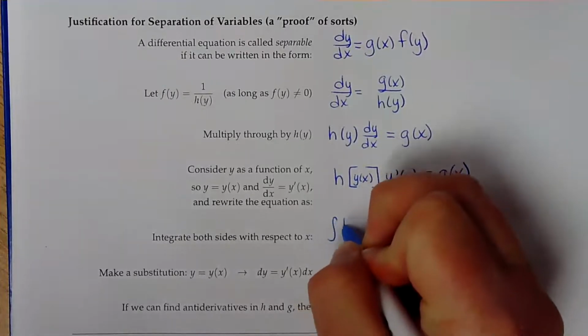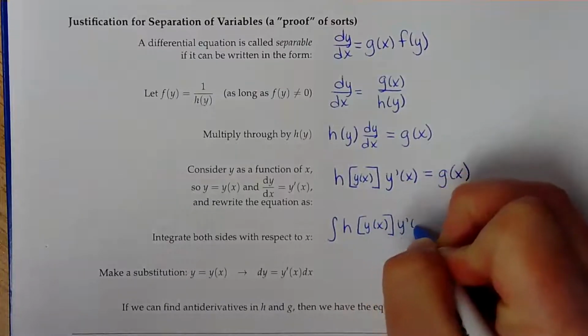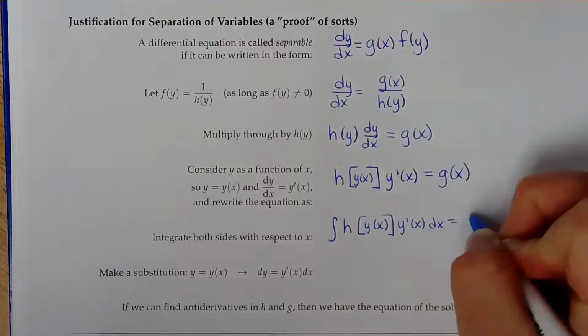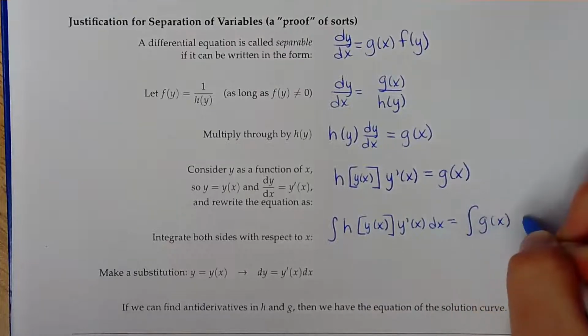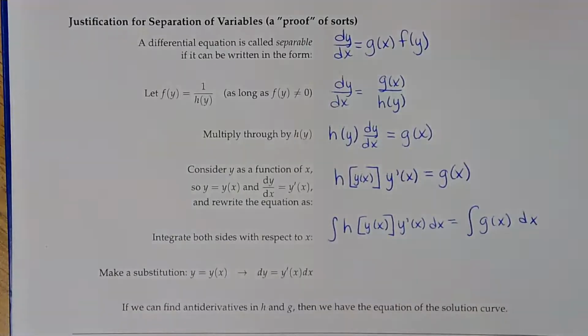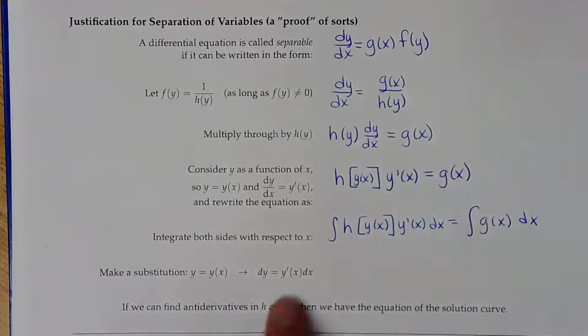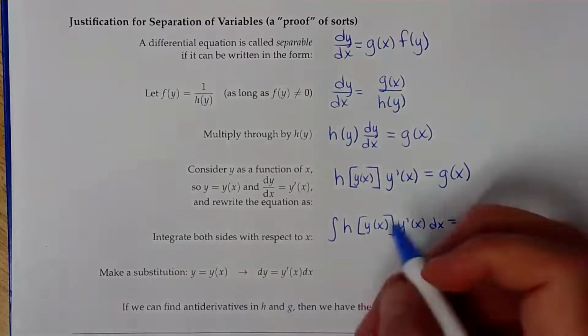So I have the integral of h of y of x times y prime of x dx is equal to the integral of g of x dx. Okay, so both of those are with respect to x. And now I'm going to make a substitution. So I'm going to let y equal y of x, and then dy is y prime of x dx. Okay, so very similar to that u-substitution process. A little sticky wicket because we're doing this y equals y of x. Okay, and we're kind of reverse engineering what we did here a little bit.